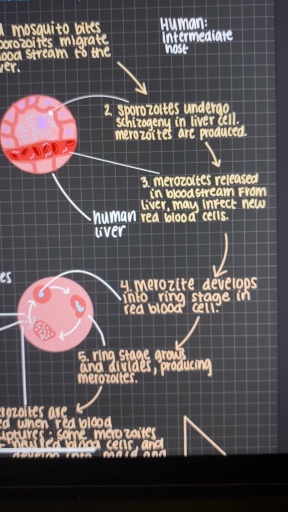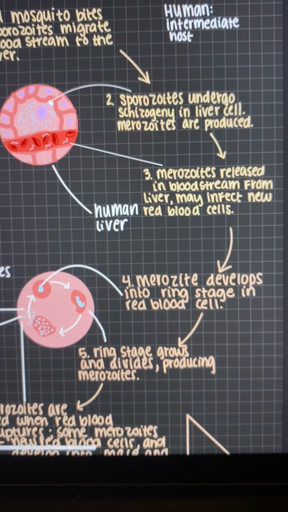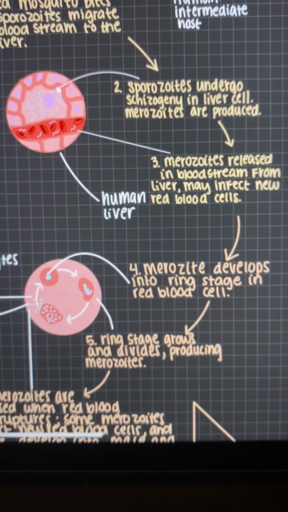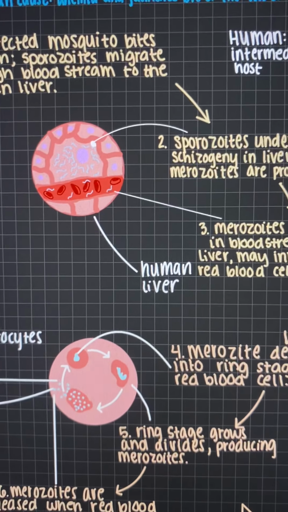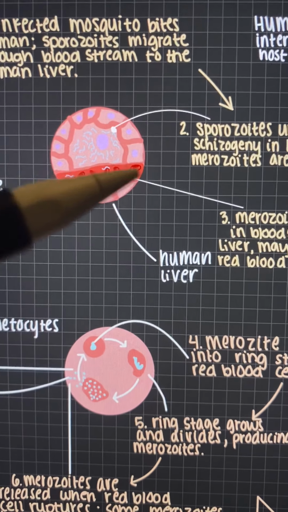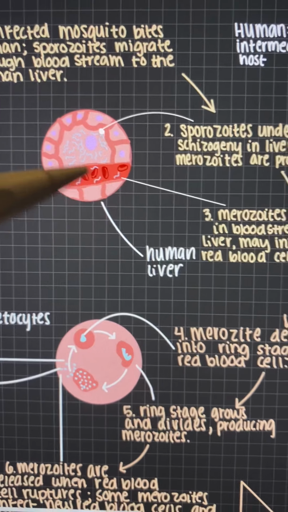So next is step 3, the merozoites released in the bloodstream from the liver. So they're released from the liver, and then they may infect new red blood cells. So that is this process right here, where you see that this is the bloodstream with the red blood cells, and the merozoites are infecting them.